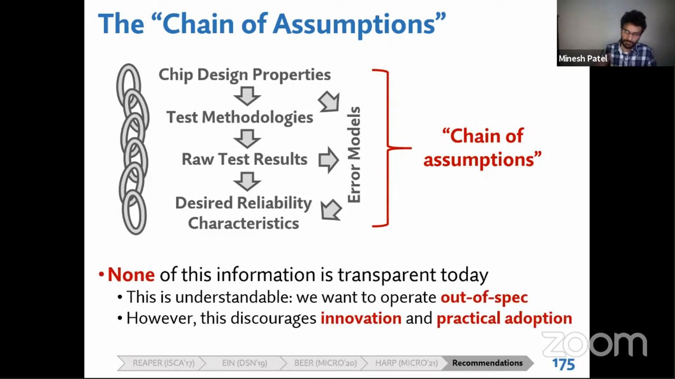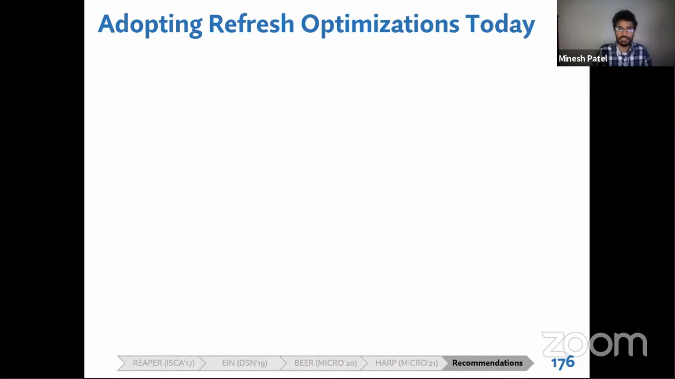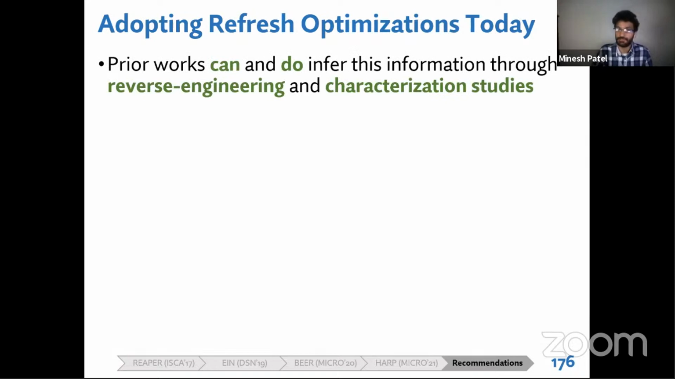Unfortunately, we observe that none or very little of this information is transparent today. And this makes sense because we are developing a methodology to operate outside of specifications. However, the need for assumptions and the need for this chain of assumptions discourages innovation and practical adoption of ideas such as reducing unnecessary refresh operations. And in that sense, it's a very real problem today. And so let's see how we can potentially obtain the necessary information today. So prior works can and do infer this information through reverse engineering and characterization studies. And especially the prior works that provide proofs of concept for these studies perform the necessary characterization experiments to figure out what they need to know.